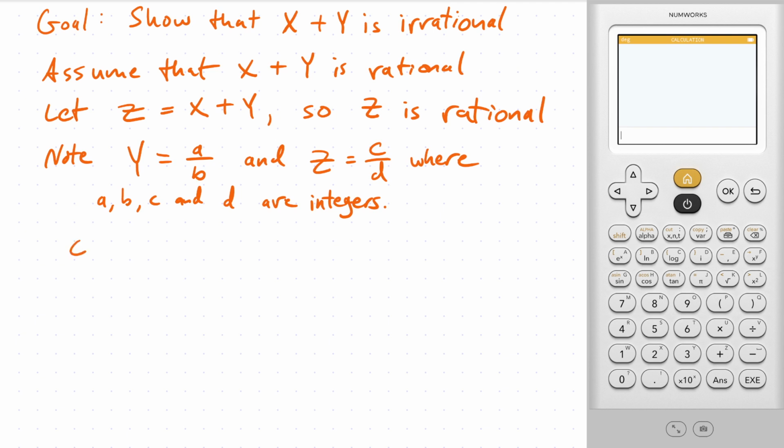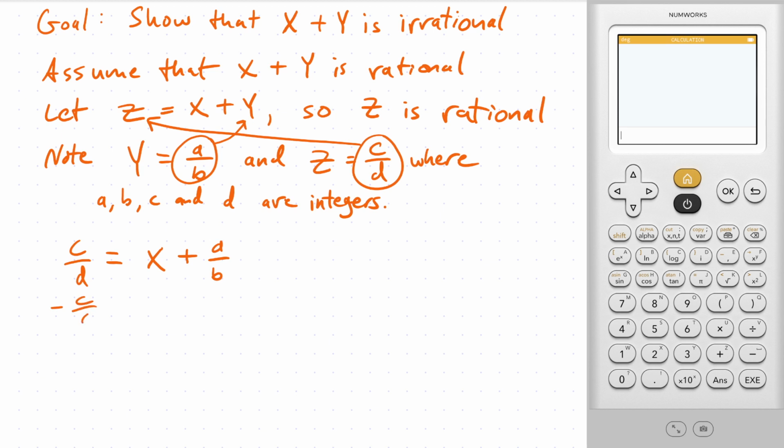So z, which is c over d, is equal to x, our irrational number, plus a over b. So we've just taken this and plugged it in there, and this and plugged it in there. And that's what gives us this new equation. Well, what follows from this? Well, I can subtract c over d from both sides. Oops, actually, I'm subtracting the wrong thing. Just realized because of the way I wrote this equation. I'm going to subtract a over b from both sides. So that will lead us to the following: c over d minus a over b is equal to x.